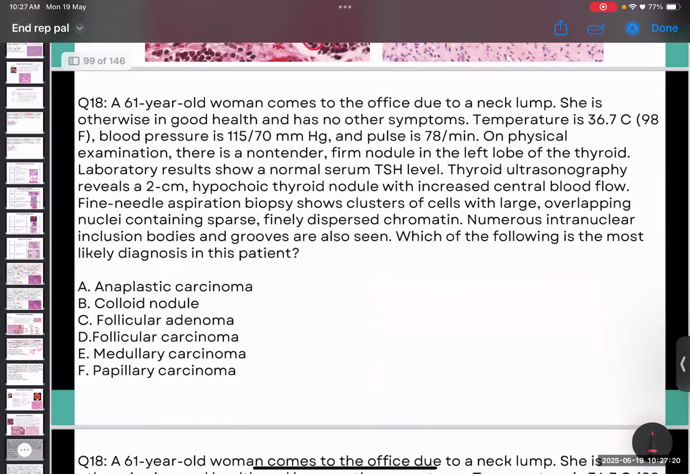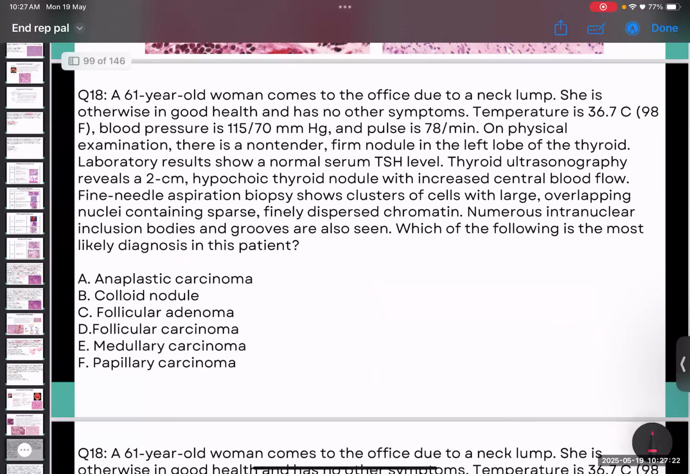Okay, moving on to question number 18. So here we have a 61-year-old woman who comes to the office because of a neck lump. She is otherwise in good health and she has no other symptoms. Temperature is 36, blood pressure is 115, pulse is 78. On physical exam, there is a non-tender firm nodule in the left lobe of the thyroid. Lab results show a normal TSH level. Thyroid ultrasonography shows a 2 centimeter hypoechoic thyroid nodule with increased central blood flow.